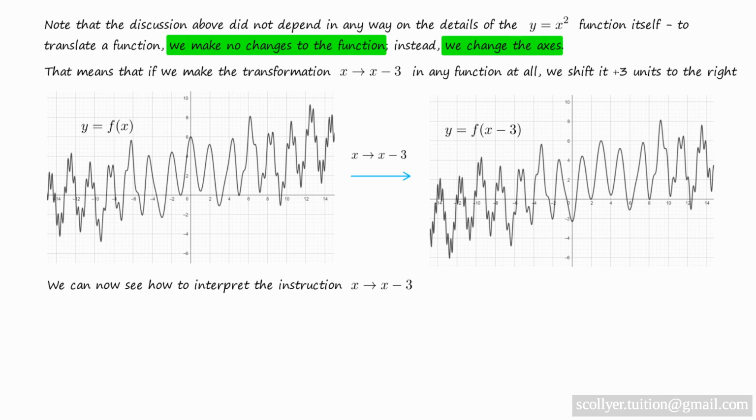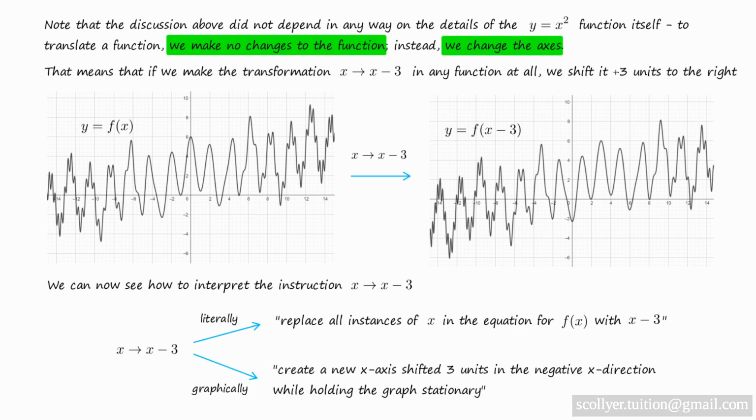And so we can now interpret the instruction x goes to x minus 3. Literally, it means replace all instances of x in the equation for f of x with x minus 3. Graphically, it means create a new x-axis, shifted 3 units in the negative x direction while holding the graph stationary. And we should note that the fact that we shift the axis in the negative x direction corresponds to the fact that we subtract 3 from x.